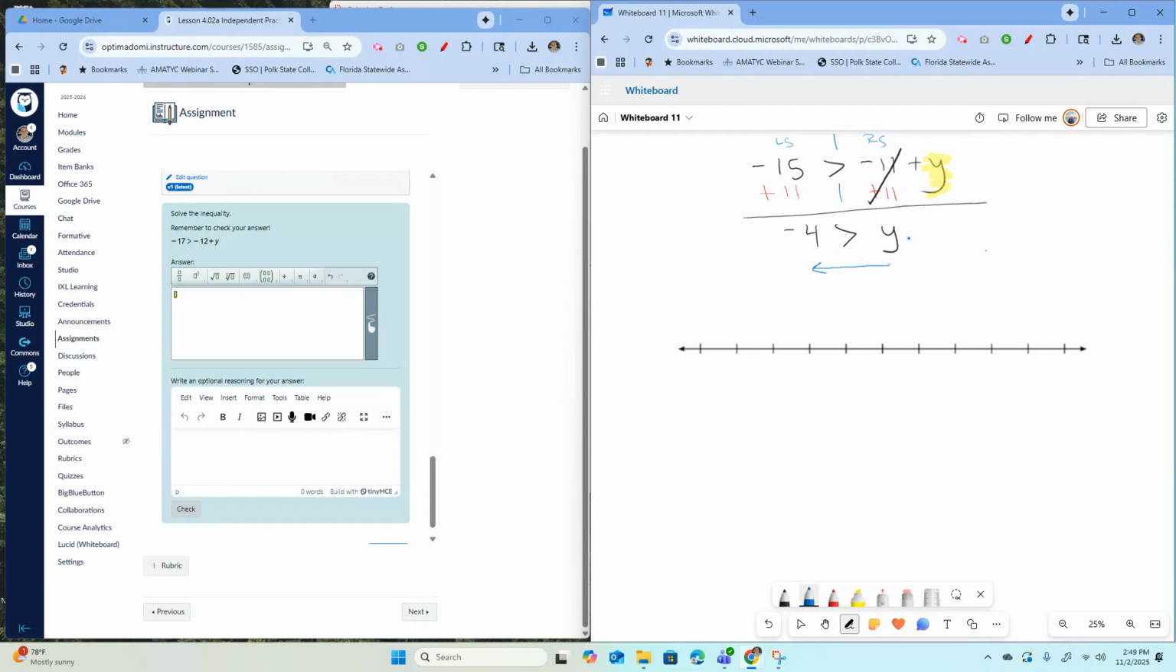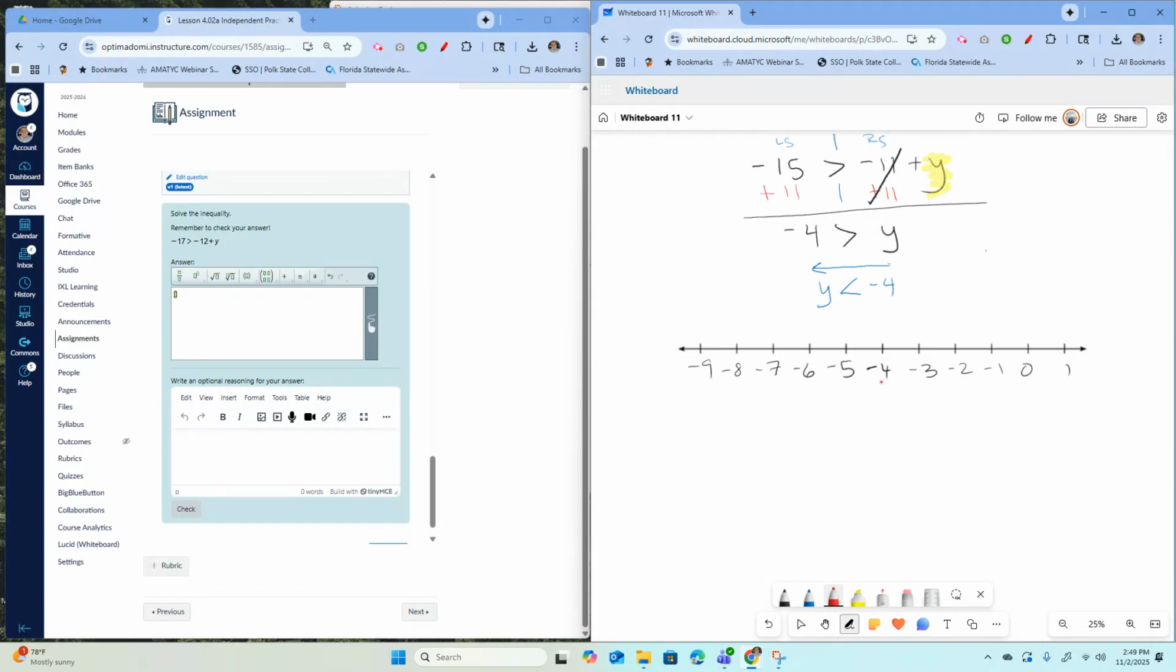If I read it backwards, from right to left, it's going to say Y is less than negative 4. That's when I read it backwards. And now that I see the letter on the left side, now I can do my graph. In the middle, I'm going to put negative 4. To the right side, I have the big numbers, negative 3, negative 2, negative 1, 0, 1. To the left, I have smaller numbers, negative 5, negative 6, negative 7, negative 8, negative 9.